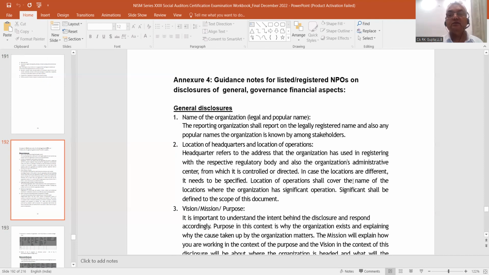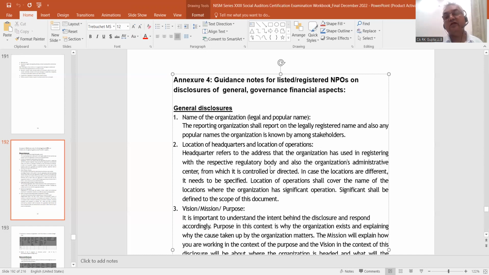Name of the organization shall report on the legally registered name and also any popular names. Then location of headquarters and location of operations. So headquarters refers to the address that the organization has used in registering with the respective regulatory body, and also the organization's administrative center from which it is controlled or directed. In case the locations are different, it needs to be specified. Then location of operations shall cover the name of the locations where the organization has significant operations, and significant shall be defined to the scope of this document.